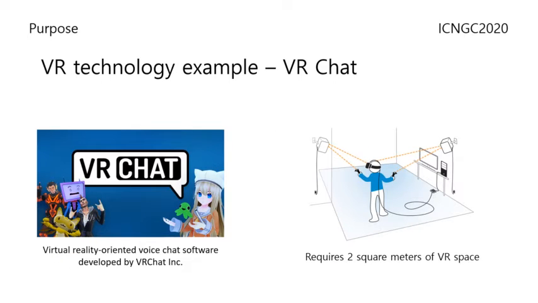VR technology has developed a lot of contents that allow multiplayer in virtual space. Especially, VR technology is used a lot in games. The picture is an online game called VR Chat. With HMD and motion capture equipment, VR users can interact with virtual space in different real-world spaces. However, VR equipment requires at least 2 square meters of interior space for effective use. Due to equipment and space problems, it is difficult for many people to use.